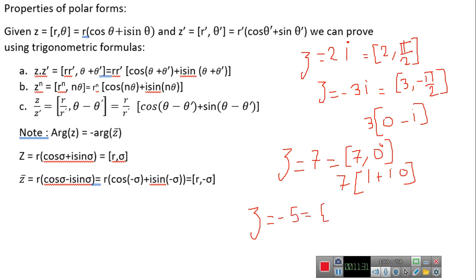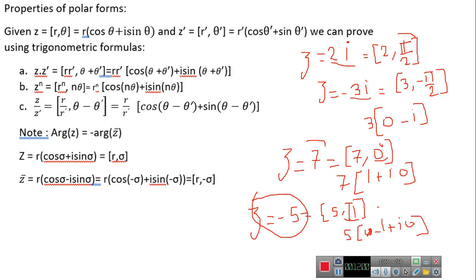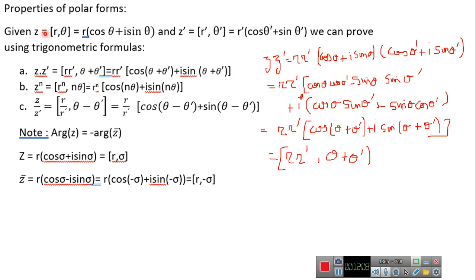Why? Because cosine 0 is 1, so this can be written as 7 times cosine 0, which is 1, plus i sine 0, which is 0, so you're going to get 7. However, if you have, for example, minus 5, this is nothing else than 5 with angle pi in polar form, directly without doing anything. Why? Because cosine pi is minus 1 and sine pi is 0, so plus i times 0, which is minus 5. So for a negative real number, its argument is pi.